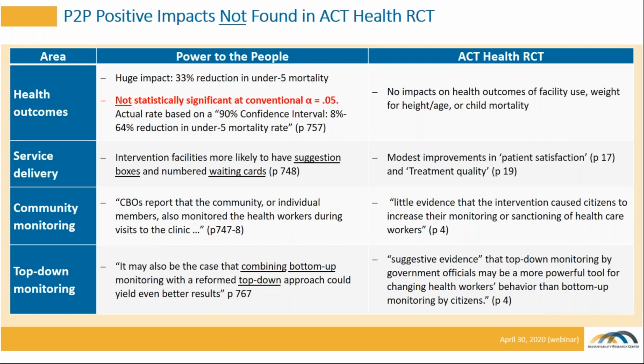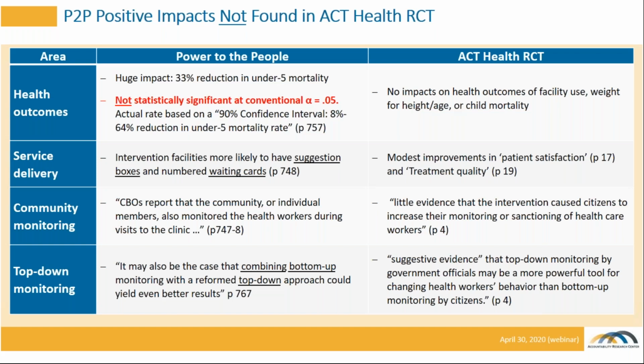So let's compare some of the key impacts recorded. Some of you might already know the punchline if you're familiar with either of these studies, that Power to the People reported very strong results on health outcomes and Act Health did not. Power to the People reported a huge impact, a 33% reduction in under 5 mortality. But partly because of the sample size, that's not a statistically significant finding. And the actual range is in a much wider range of figures, maybe between 8 and 64%.